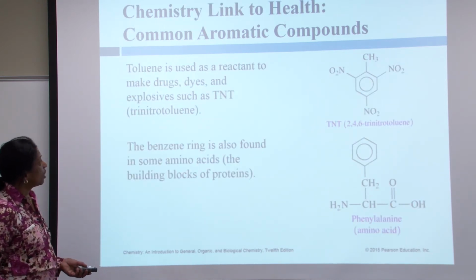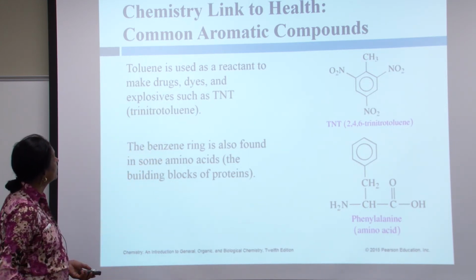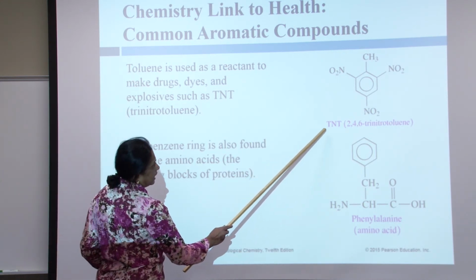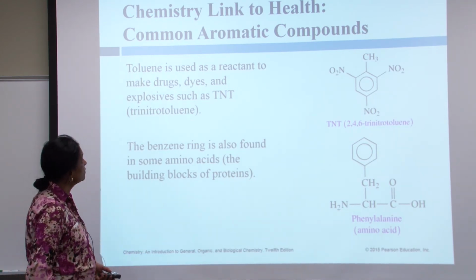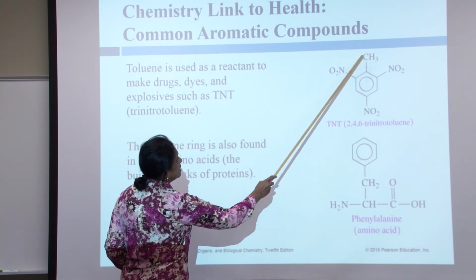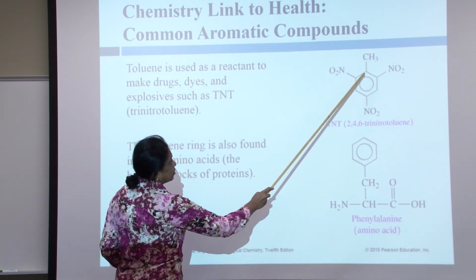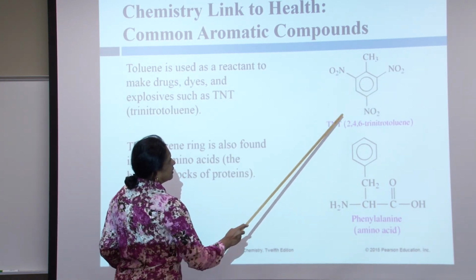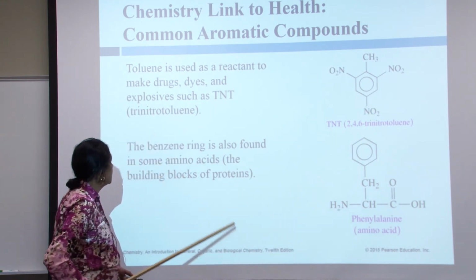Now, some common aromatic compounds. Toluene is used as a reactant to make drugs, dyes, and explosives. This is trinitrotoluene. This is the toluene molecule, methyl and benzene is toluene. So number 1 here, then 2, 4, 6, tri, this is the nitro group, trinitrotoluene.